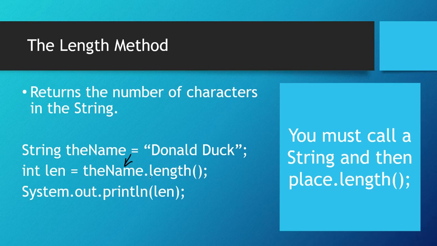So name.length is going to count the number of characters. How many characters are in the name? Well, 1, 2, 3, 4, 5, 6, 7. Don't forget that space. 8, 9, 10, and 11. So len will store a value of 11, and I will print out the number 11 to my console. So keep that in mind. Length is how many characters there are in the string you're looking at.